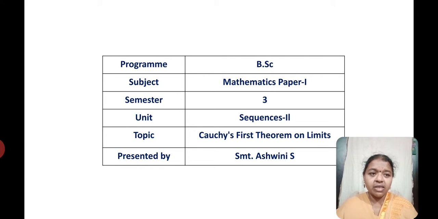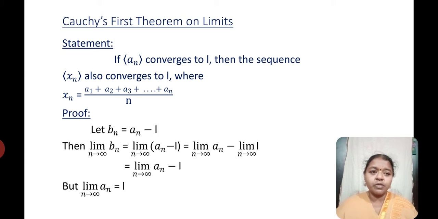Let's study the second session with a theorem, Cauchy's first theorem on limits. The statement of the theorem says, if a_n converges to L, then the sequence x_n will also be converging to L, where x_n is equal to (a1 plus a2 plus a3 and so on plus an) divided by n.